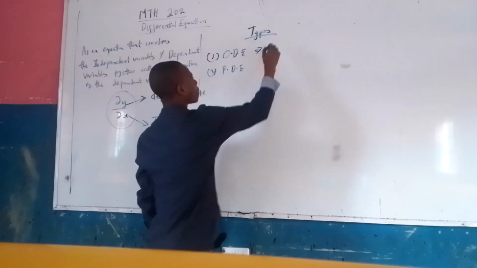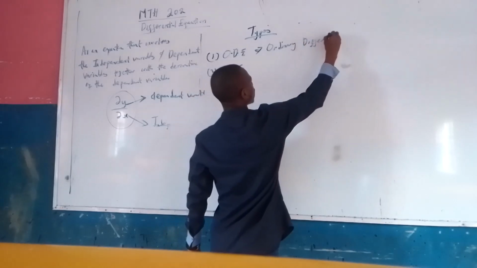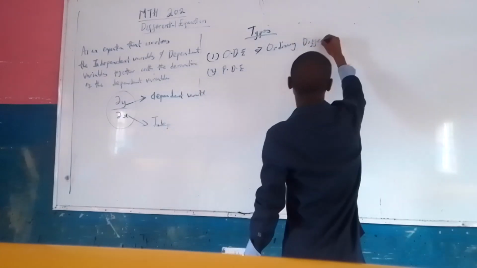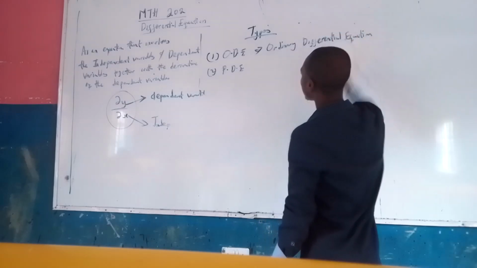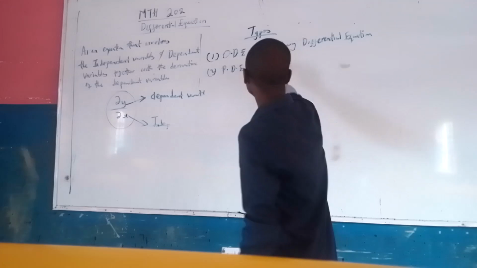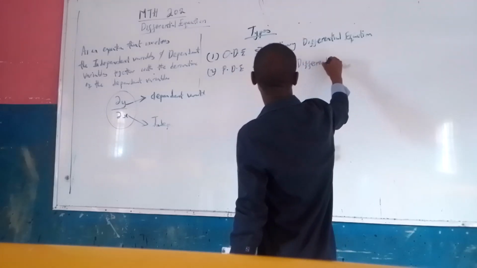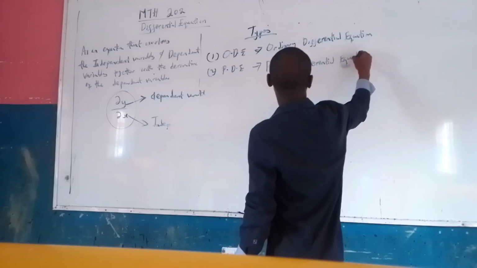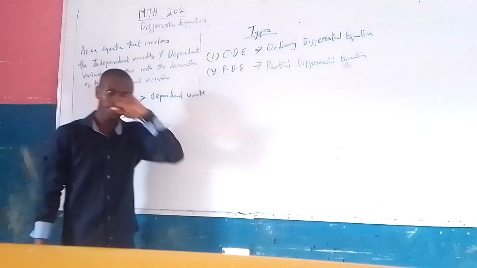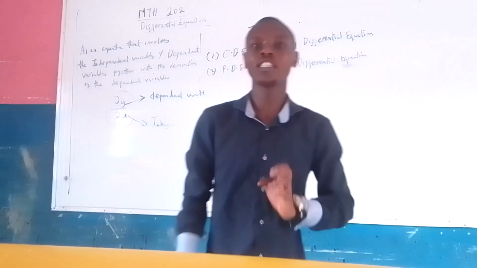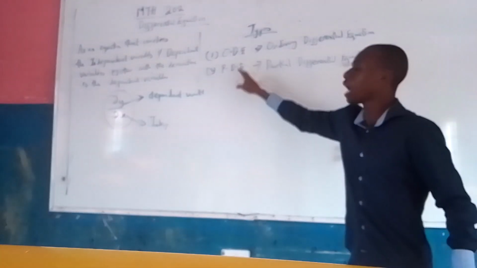ODE simply means ordinary differential equation. PDE means partial differential equation. So ODE is ordinary differential equation, while PDE is partial differential equation. Those are the two types of differential equation that we have, ODE and PDE.